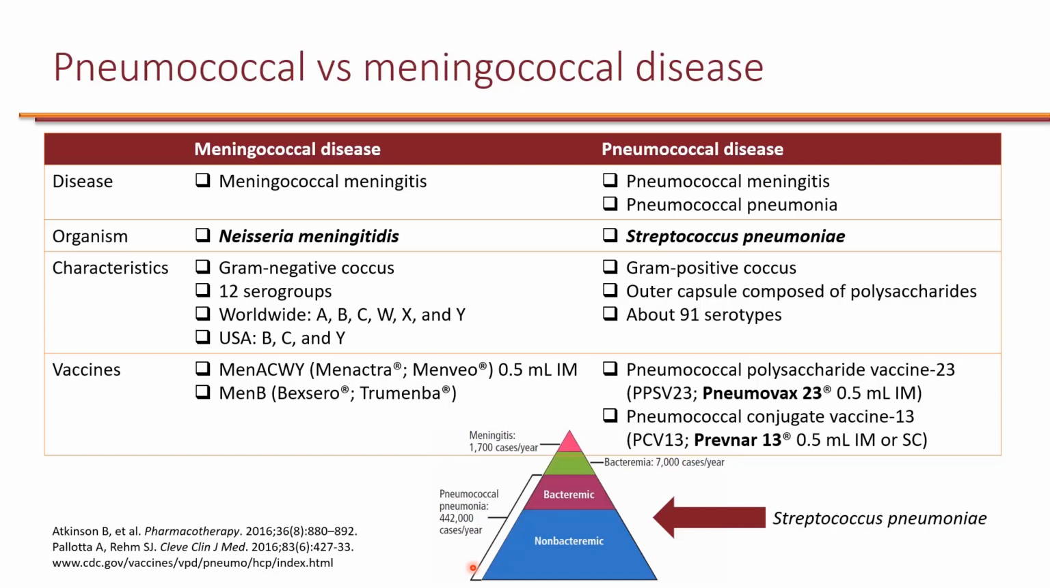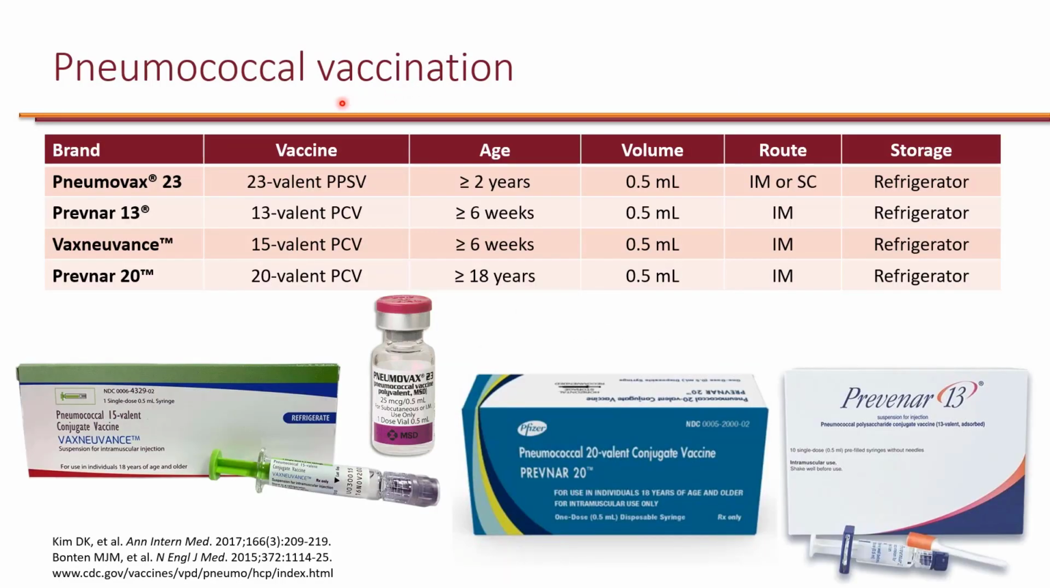So really, in order to prevent meningitis, you need 2 vaccines. You need meningococcal vaccine and you need pneumococcal vaccine. There are currently 4 different pneumococcal vaccine products on the market in the United States. The first one is Pneumovax 23, which is a 23-valent pneumococcal polysaccharide vaccine. And what that means is that it includes 23 serotypes of Streptococcus pneumoniae in this vaccine.